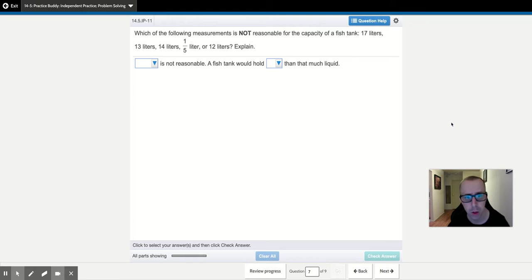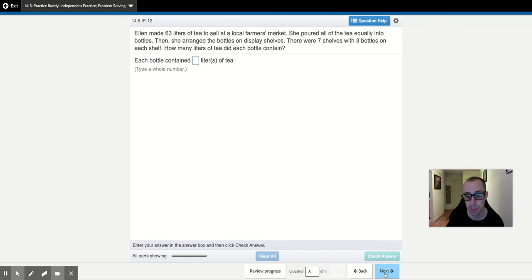Which of the following measurements is not a reasonable capacity of a fish tank? Think of a fish tank. Now I'm not talking about a fish bowl, I'm talking about a tank. Could it be 17 liters, 13 liters, 14 liters, 1/5 of a liter, or 12 liters? Well, one of these is less than 1. We're going back to our unit that we just completed here. Now this is our last unit. All our math is intertwined here. So which is not reasonable? Would a fish tank hold more or less than the unreasonable one?